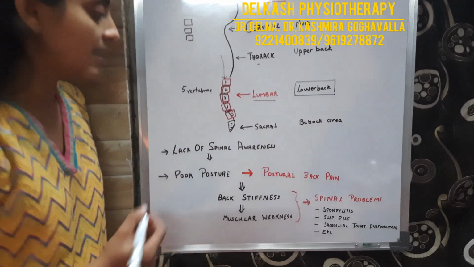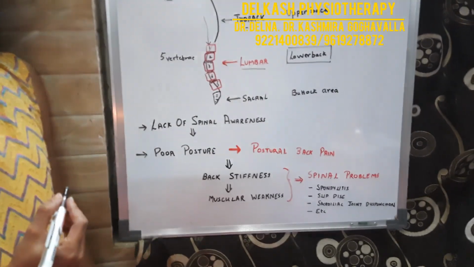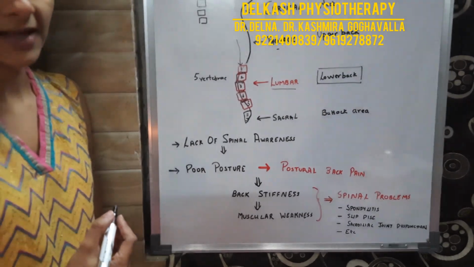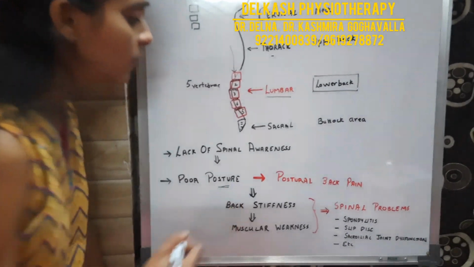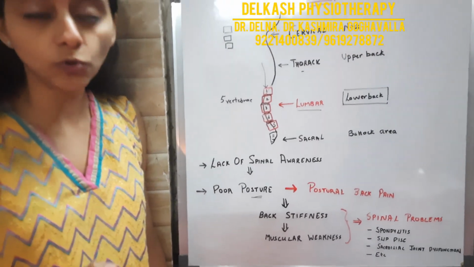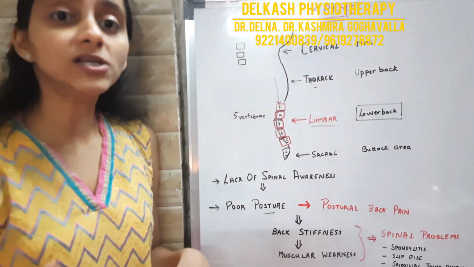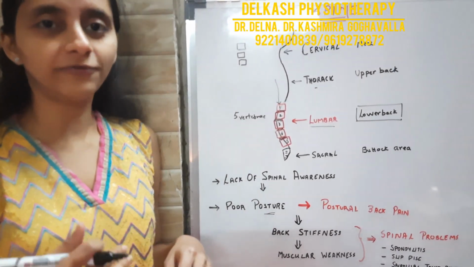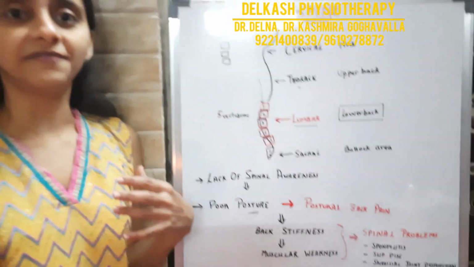I'll first explain how the problems start. Because of this lack of spinal awareness, we are completely unaware of how we are in our sitting and standing and other postures, so we adopt wrong postures. No matter how many times people may have told you to sit straight, maintain a good posture, how much can you follow it? You cannot follow it completely. That is because you're not aware of it.